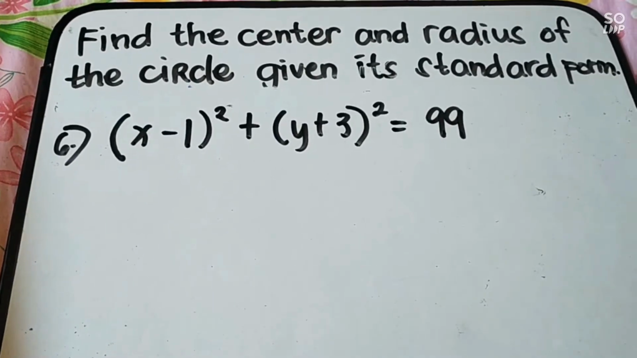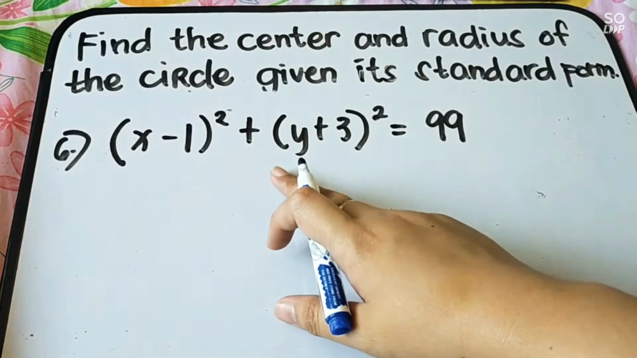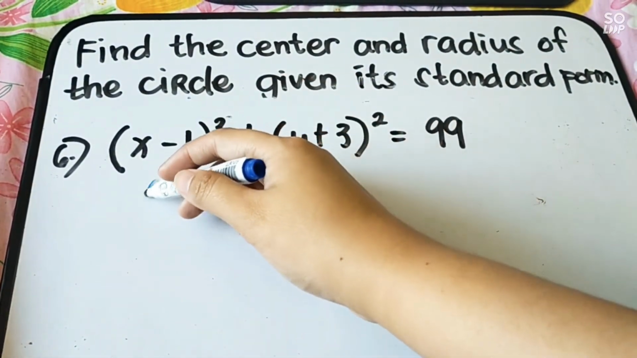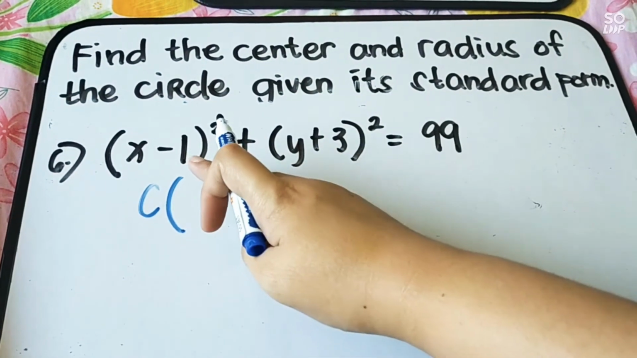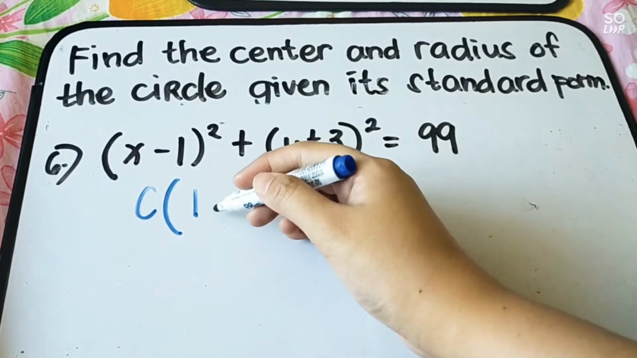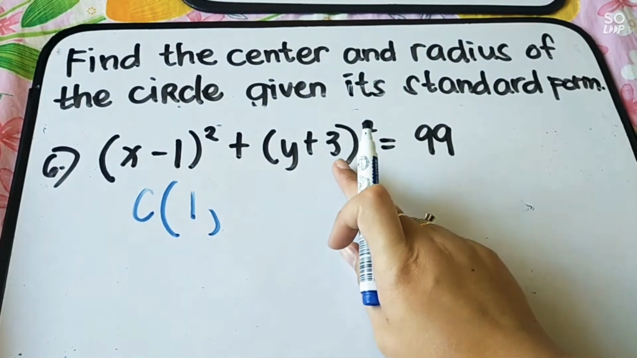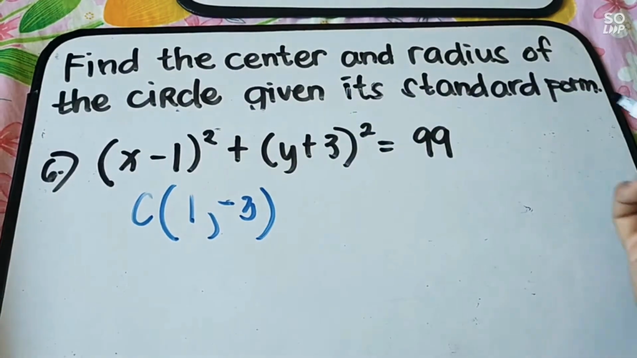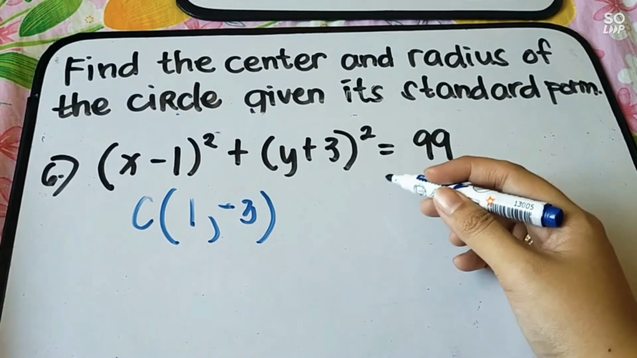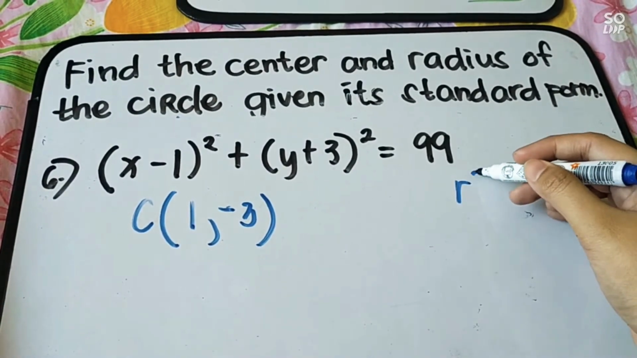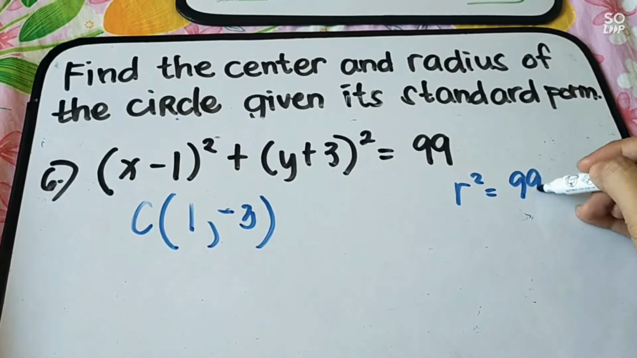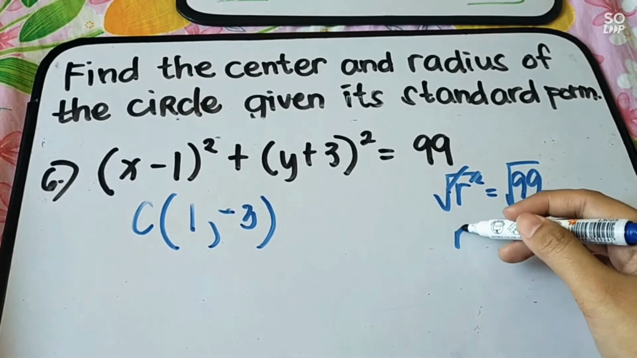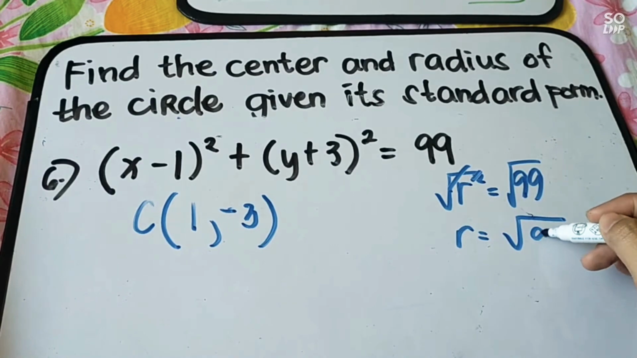Number 6. The square root of x minus 1 plus the square root of y plus 3 is equal to 99. Let's have the center. Your h is, since it is negative, it becomes positive, 1. Then, your k, which is positive, your answer needs to be negative 3. That simple. Then, let us have your r. So, r squared is equal to 99. Square root both sides, square root, cancel, cancel. r is equal to the square root of 99.